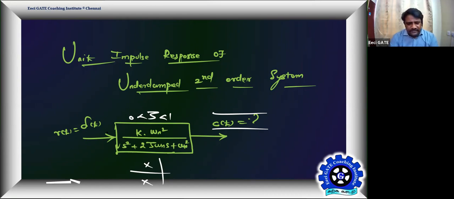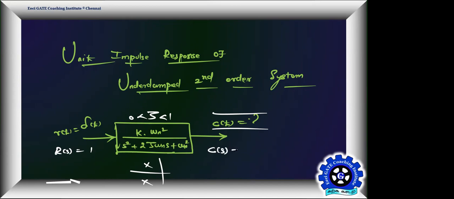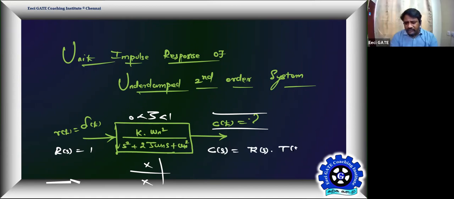We know C of S. We know R of S. R of S is the Laplace of unit impulse. What is that? 1. Then what is C of S? C of S equals R of S into the transfer function, just multiplication. Therefore, R of S equal to 1 means C of S is going to be the transfer function itself. This is your transfer function T of S.